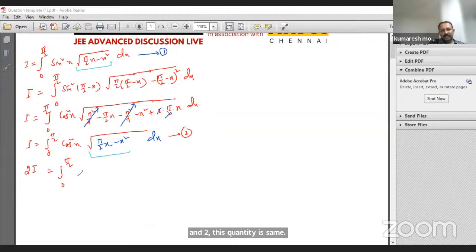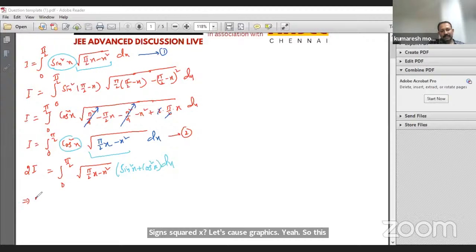So if you take common over here, root over of pi by 2x minus x square common, we'll get a sine square x plus cos square x. We can see here, this is sine square x plus cos square x. If you add, it will become sine square x plus cos square x dx. So this implies we can write 2I is equal to integral 0 to pi by 2. Sine square plus cos square is 1. We have only pi by 2 x minus x square dx.